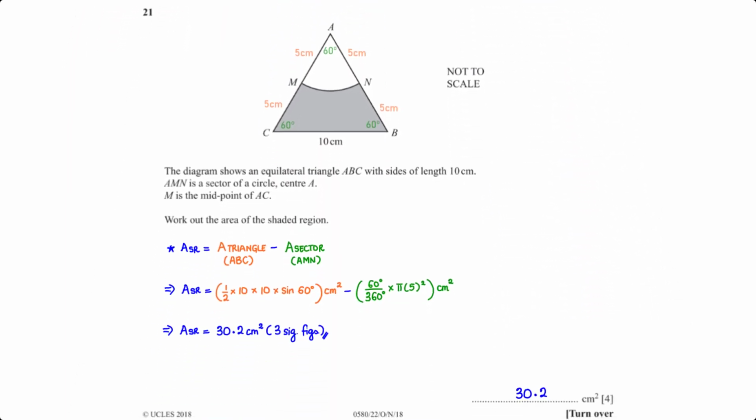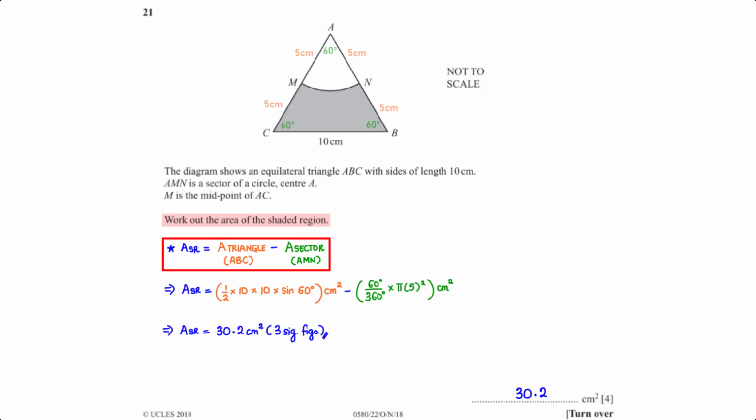The diagram shows an equilateral triangle ABC with sides of length 10 centimeters. AMN is a sector of a circle, center A. M is the midpoint of AC. Work out the area of the shaded region.